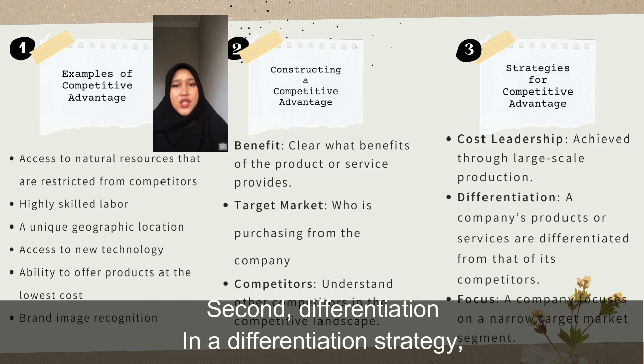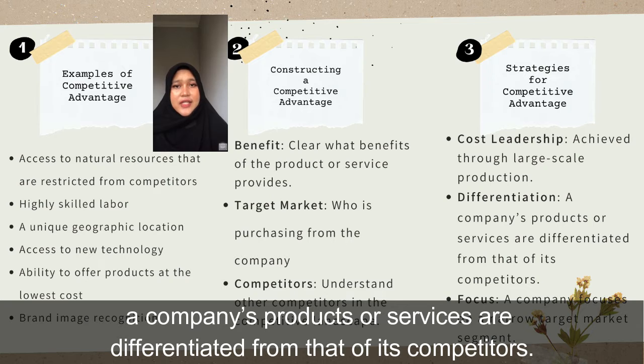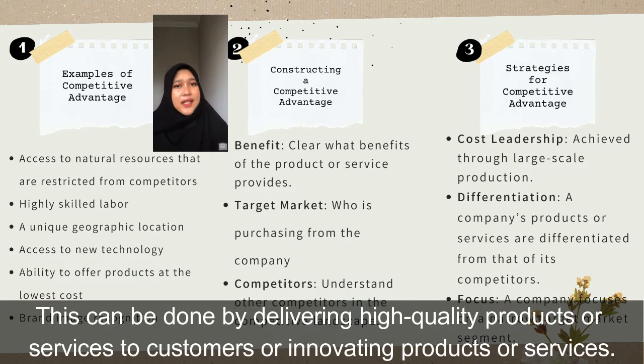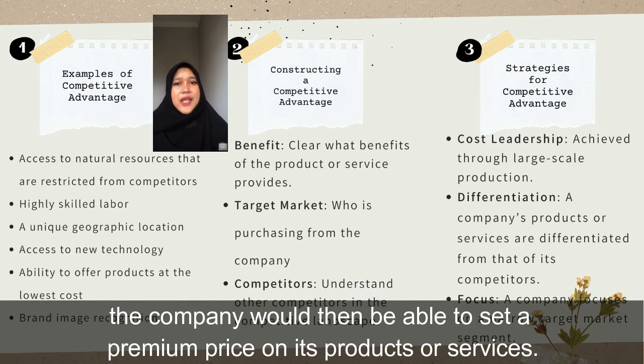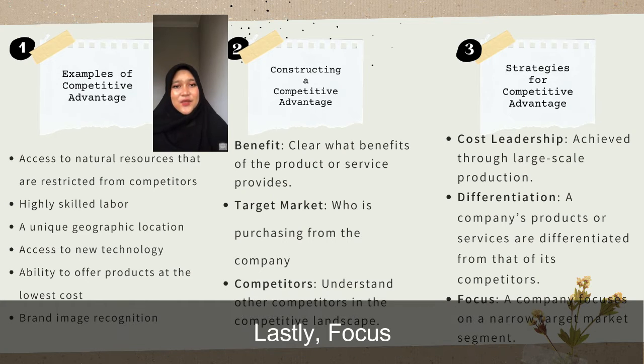Second is differentiation. In a differentiation strategy, a company's products or services are differentiated from those of its competitors. This can be done by delivering high-quality products or services to customers or by innovating products or services. If a company is able to differentiate successfully, the company will then be able to set a premium price on its products or services. Third, which is focus.